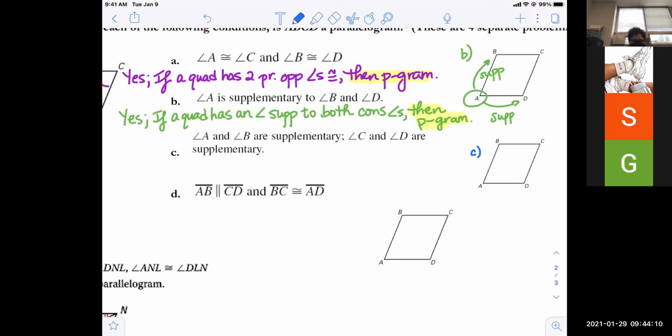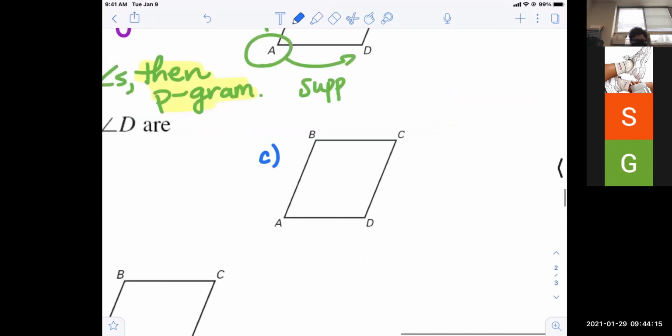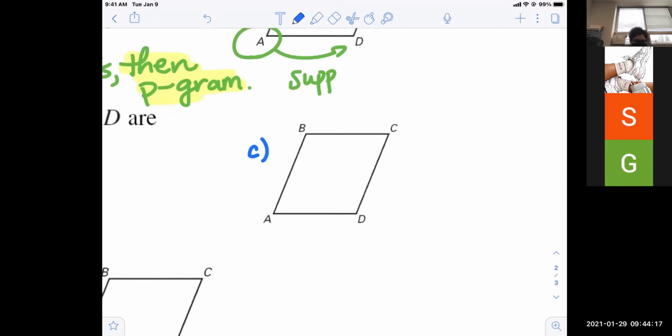Okay, C says that A and B are supplementary. So C says these 2 are supplementary and these 2 are supplementary. Does that make it a parallelogram? What do you think? Yeah, it does.